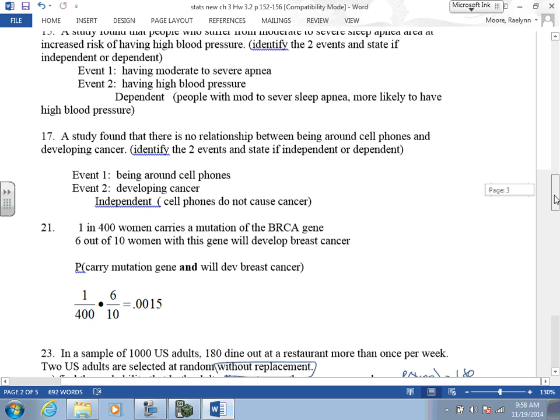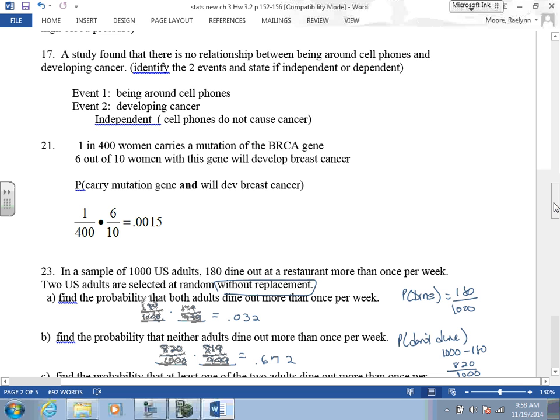Number 21, this wasn't a good situation, but a good one to do. 1 in 400 women carry a mutation of the BRCA gene. 6 out of 10 women with this gene, if it is present, will develop breast cancer. So what is the probability that they carry the gene and develop breast cancer? Remember, the "and" is the multiplier. 1 out of 400 times 6 out of 10. So even that way, it is a small chance. If you move your decimal place, it's less than 1. It's like 0.2%.